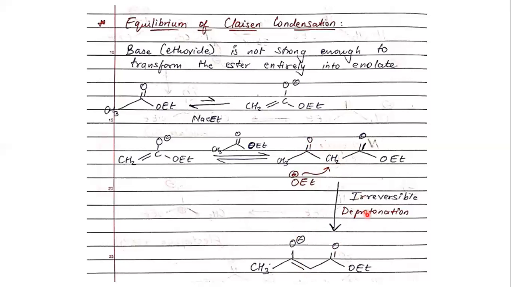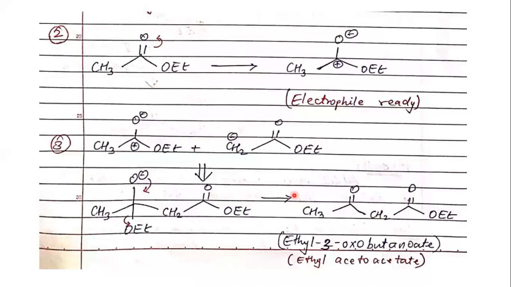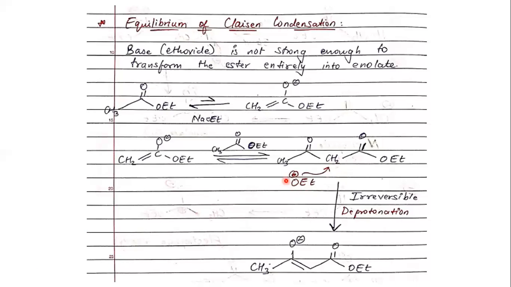Now this process is called irreversible deprotonation. If you can see, I have also denoted it by a single-direction arrow. So this is a completely unidirectional reaction. This is the driving force. Because the ethoxide was removed in the condensation process, it is now going to deprotonate this acidic hydrogen, forming this stable enolate again.